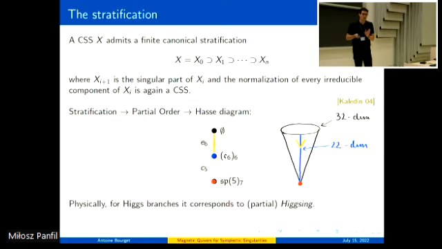And then you have, on top of this, an E6 minimal singularity, which is 22-dimensional, which emerges from there. And this whole thing generates this 32-dimensional big Higgs branch. So as you see, secretly, it was actually made out of two bits, a C5 and an E6. And physically, this is very interesting because it corresponds to Higgsing or generalized Higgsing.